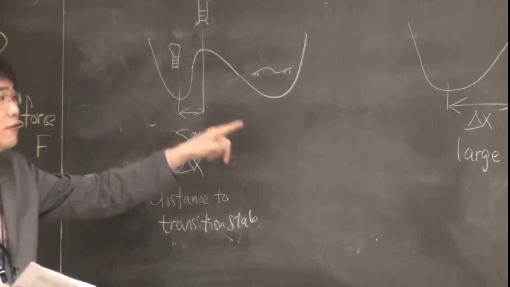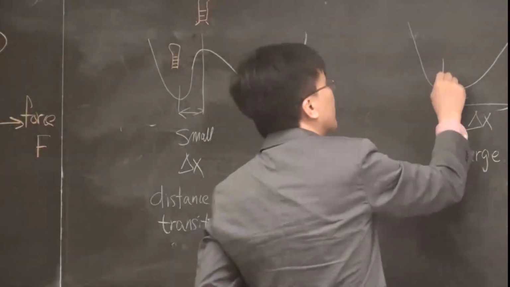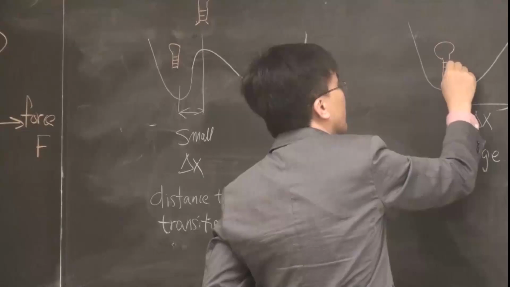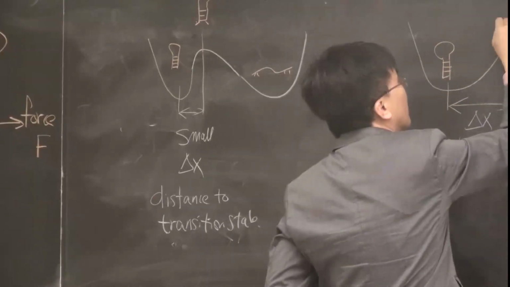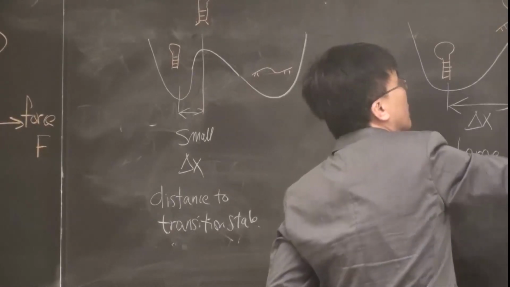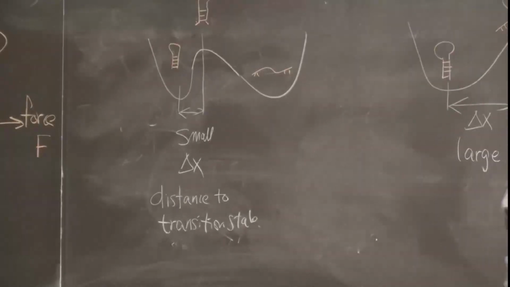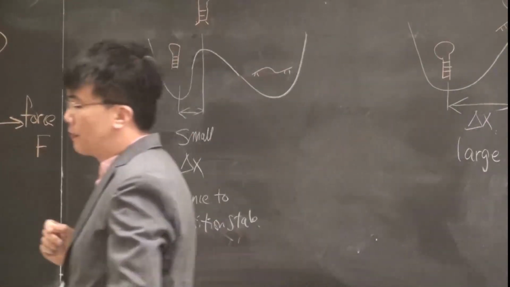Whereas if you find that delta x is very large, as shown here, then you may conclude that that is the transition state. So it's actually useful to determine this distance to the transition state. Now, how do you do that? We can actually use mechanical force to achieve this.